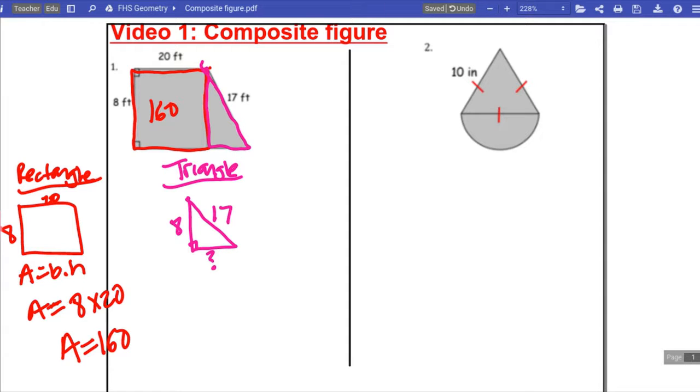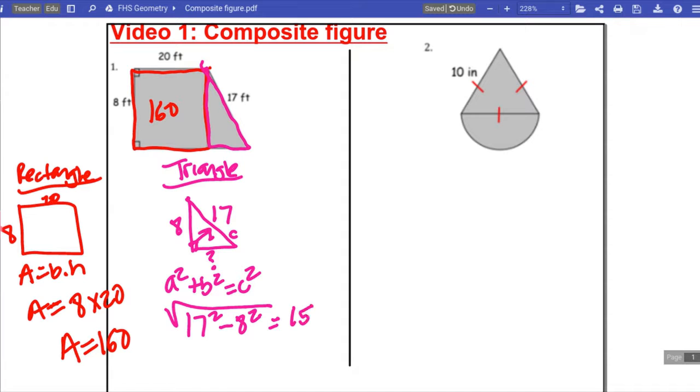To find the base, you're going to go back to what you learned from me, which was a squared plus b squared equals c squared. We call this the Pythagorean theorem. Because the c is given, c is always diagonal from the right angle, you can just do a shortcut: 17 squared minus the other number, 8 squared. If you plug all that in your calculator, that should give you 15. So the base is 15.